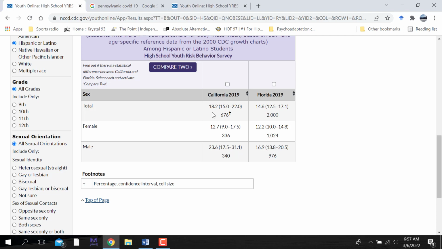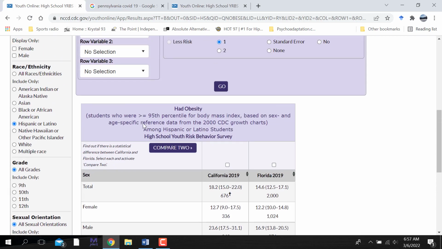So I have, check this out, I have California, I have Florida, right? And I have the percentages. So these are the percentages with it. So you see when I just copied this right here, that's why I had to rewrite that. But this is the percentage total of individuals who are obese, and their obesity is defined as students who were greater than or equal to the 95th percentile on body mass index. I mean, they weigh equal to or more than 95% of all individuals in the population.